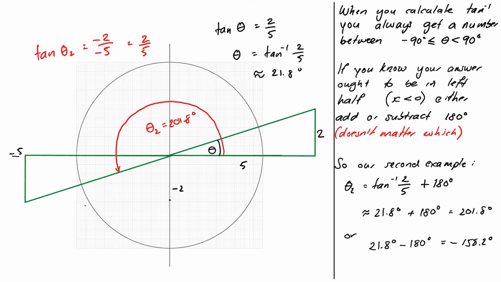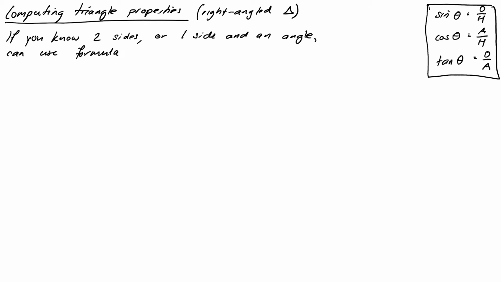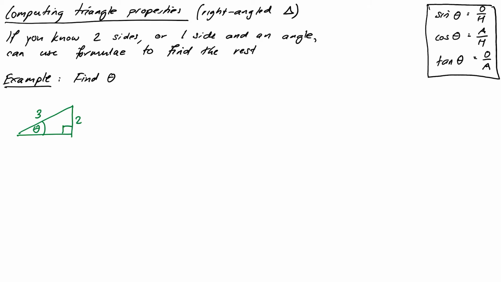Okay, so if you have a right angled triangle where you know two sides and you want to know the angles, or maybe you know one side and an angle and you want to know the other sides, then you can always use one of the three trig formulas to find the missing pieces. So for example, on this triangle, I have that the opposite is 2 and the hypotenuse is 3. So I can use the formula sine theta equals opposite over hypotenuse, which is going to be 2/3, to get theta is the inverse sine of 2/3, which is 41.8 degrees.